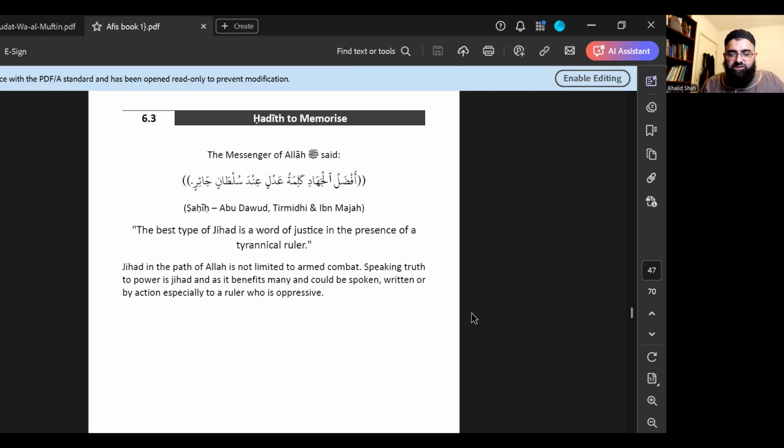Obviously, these are the words of Rasulullah sallallahu alaihi wasallam. Jihad in the path of Allah is not limited to armed combat. Speaking the truth to power is jihad, as it benefits many. This type of jihad could be done spoken, written, or by action, especially toward a ruler who is oppressive.